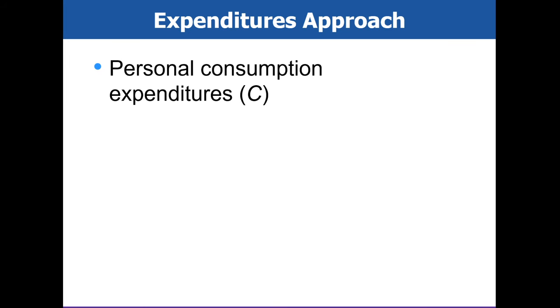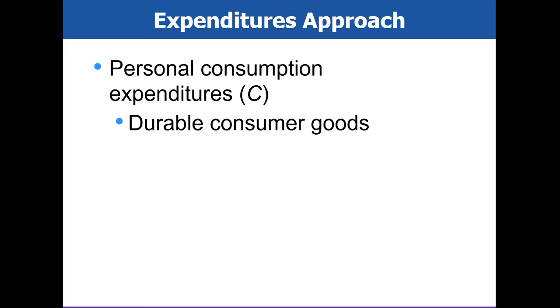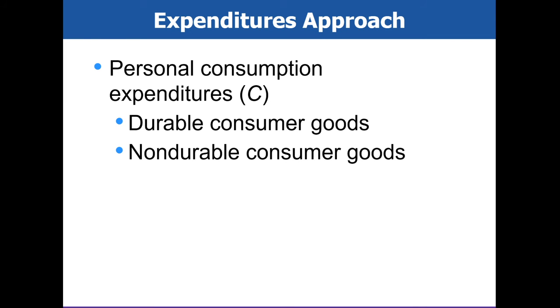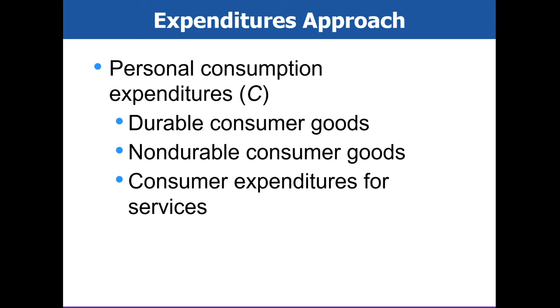We look at personal consumption: durable goods, goods that last more than a year, non-durable goods, goods that don't last a year, okay? And any expenditure we pay on services. I go to get my hair cut, that is a service that's being provided, that will count in GDP.